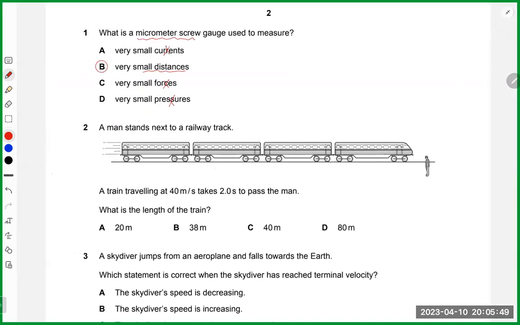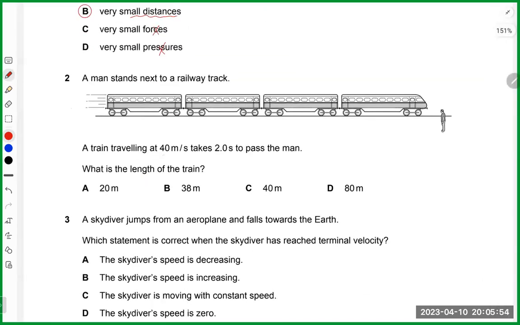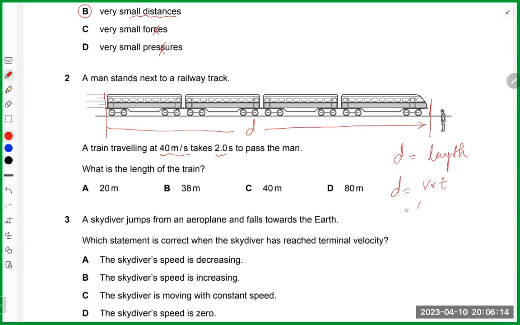A man stands next to a railway track. The train is traveling at a constant speed of 40 meters per second and takes 2 seconds to pass the man. So it means the train has traveled from here till here. This is the distance that train has to travel. And distance is actually the length. So distance equals length. And distance will be equal to speed multiplied by time. So 40 multiplied by 2 is 80 meter. So answer is 80 meter.